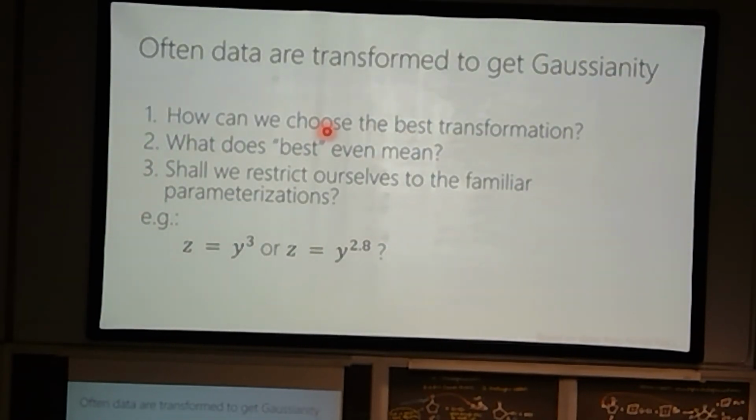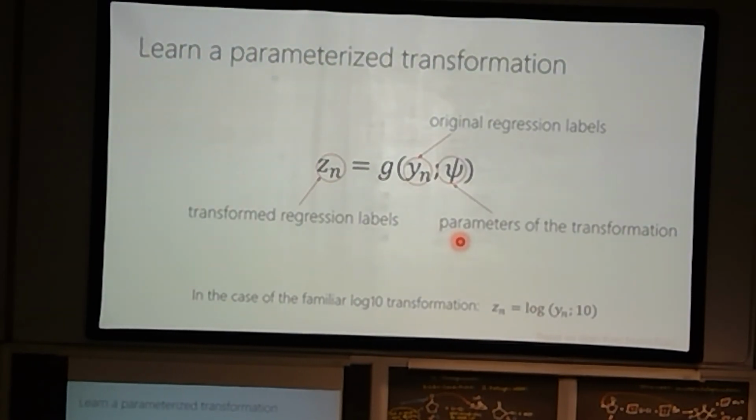So how can we actually choose the best transformation? What does best even mean? And should we restrict ourselves to this sort of family of things? And so there's this cool work out there. There's a few different papers about it where, and again, I know I'm going quickly, I just want to give you a sense of this, but what you do is you take your regular regression label, so let's say that was your blood pressure, and you're trying to predict it from your genetics.